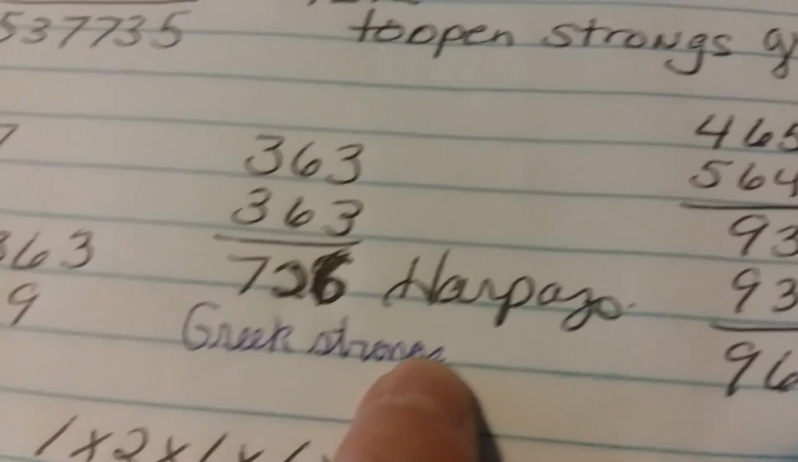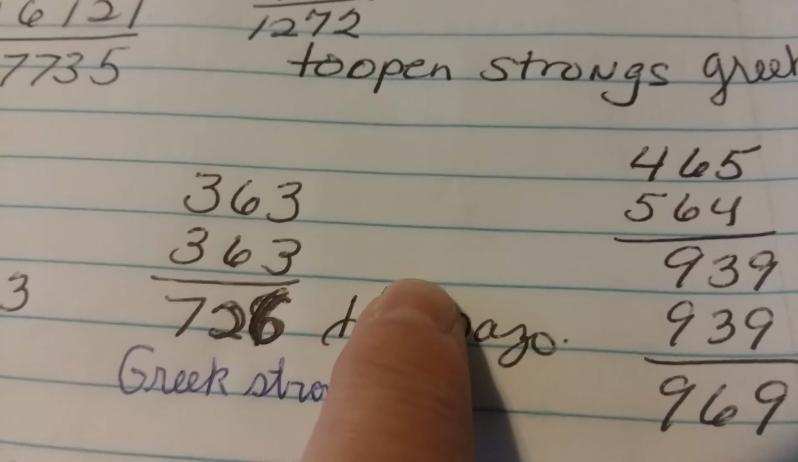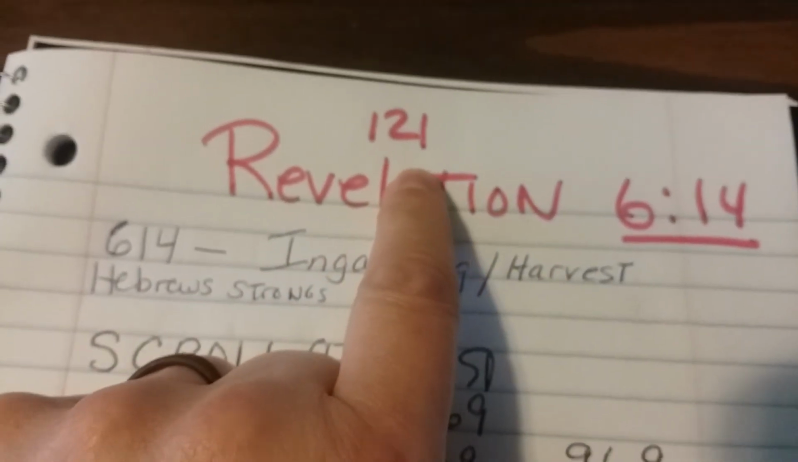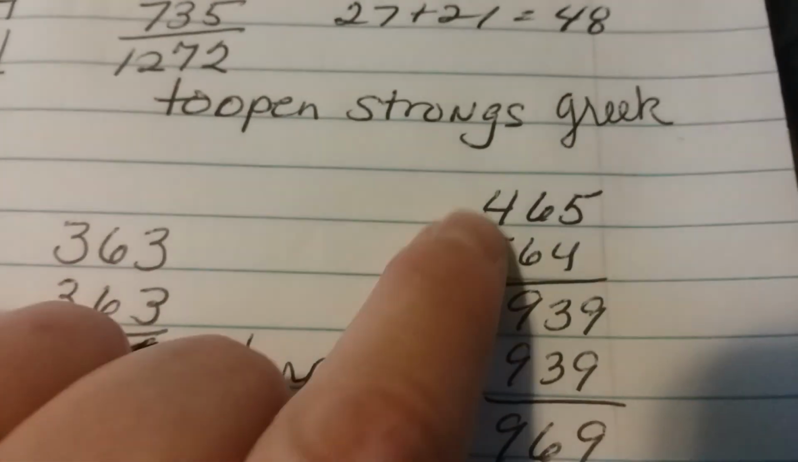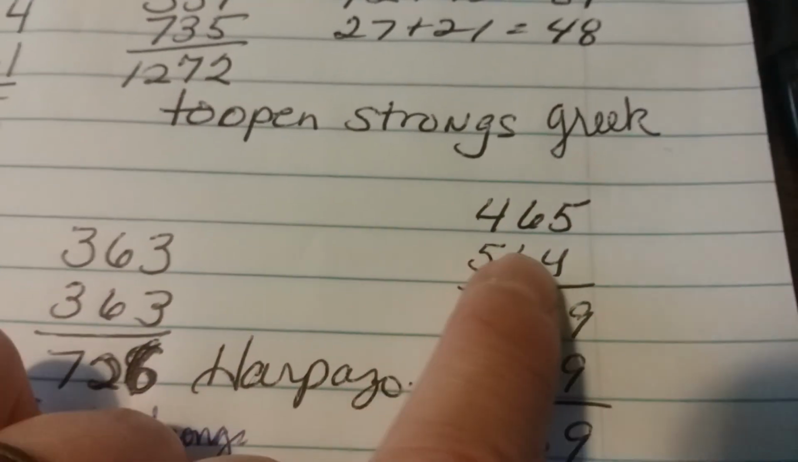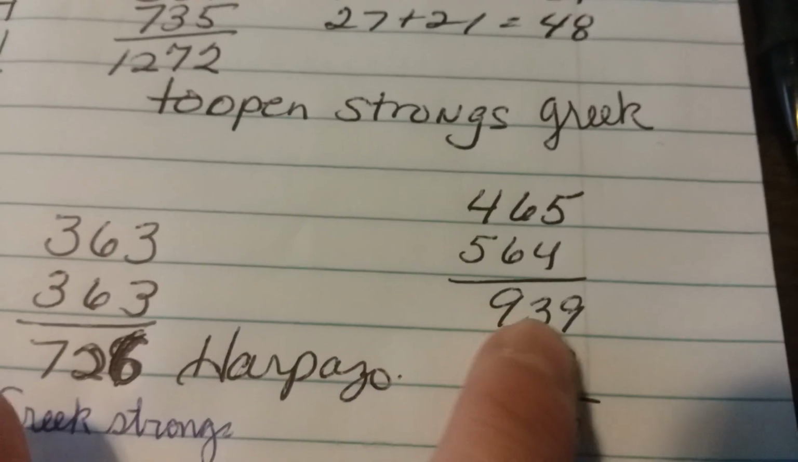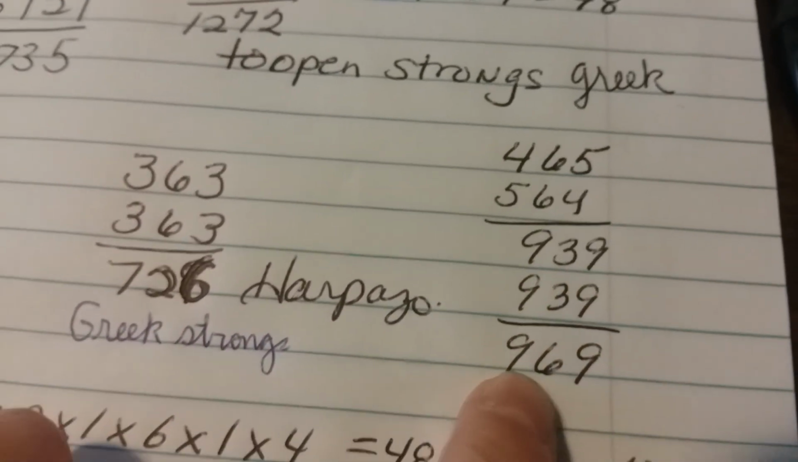If you take 363 plus 363, add it the regular way, it's going to be 726, which means harpazo in Greek Strong's, which is a catching away. If you shrink down these numbers, 121, 1 plus 2 plus 1 is 4. You got your 6, 1 plus 4 is 5. You got 465, add to its reverse, 564, not carrying the number over. It's going to be 939, added to its reverse, not carrying the number over, will lead you to 969.